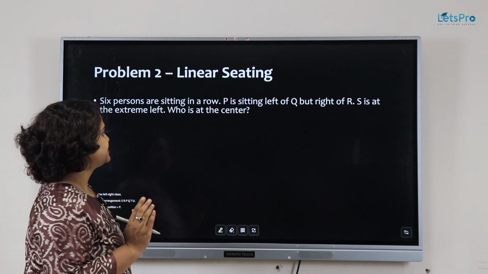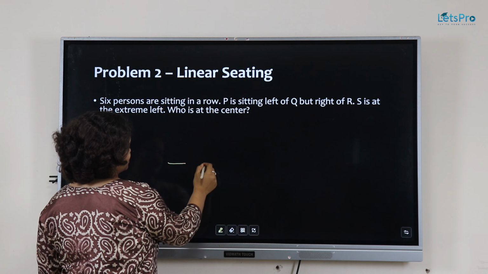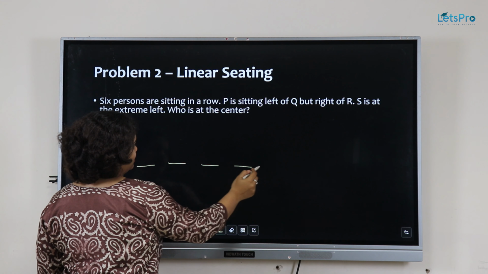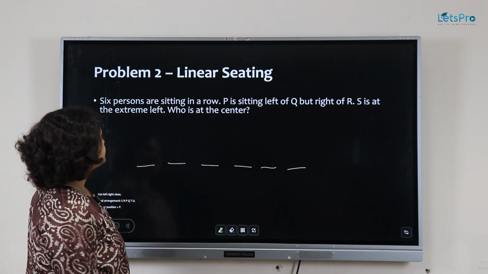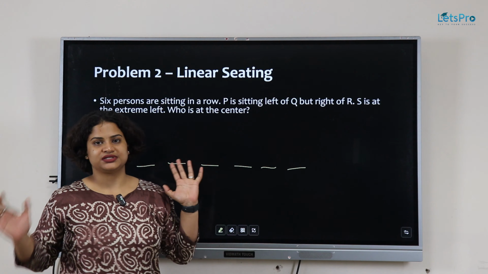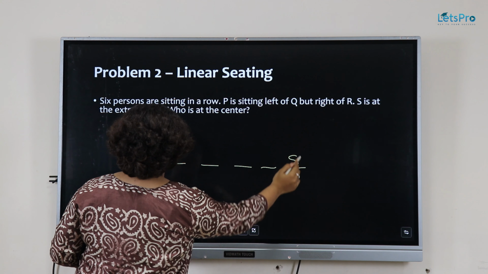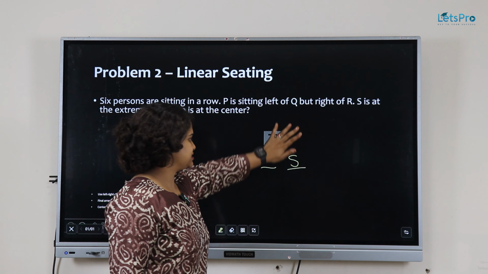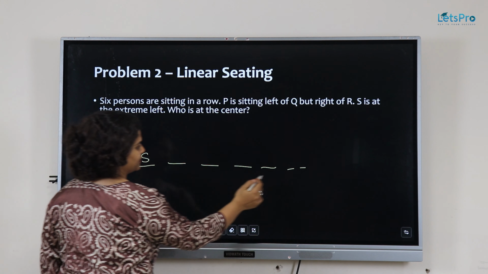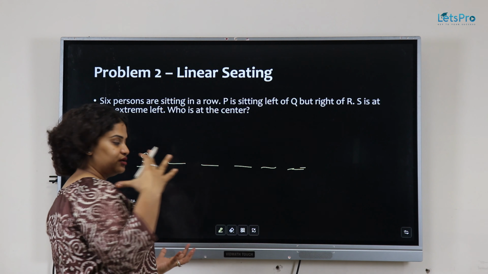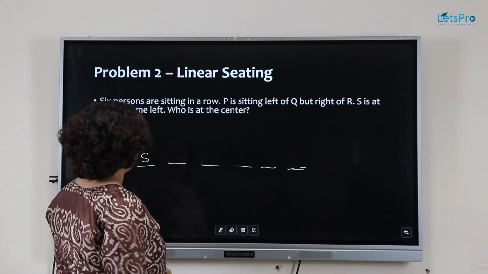6 people are sitting in a row. P is sitting left of Q. Okay, let's make 6 positions first: 1, 2, 3, 4, 5 and 6. Right? So there are 6 positions. Now, S is at the extreme left. So this is my position. Extreme left, I will position S. Let's position S here, because I'm looking at the book, so left should be at this particular position. So let's take S here.